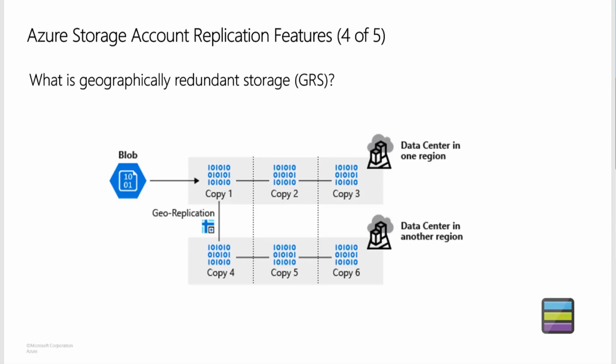The secondary region is automatically paired to the primary region based on the primary region that you selected. This pairing configuration cannot be changed. Keep in mind that your data in the secondary region is inaccessible until the primary region has failed over to the secondary region. At this point, the secondary region becomes the primary and your data becomes accessible.